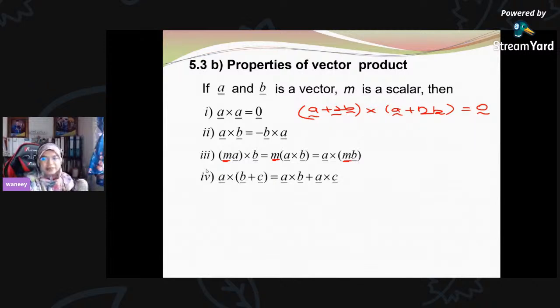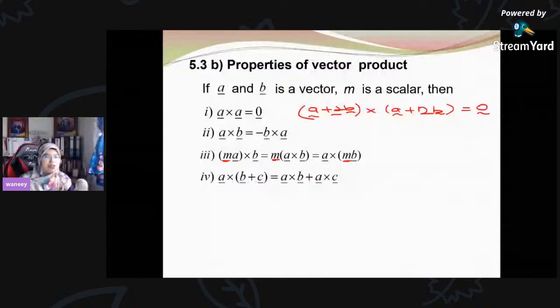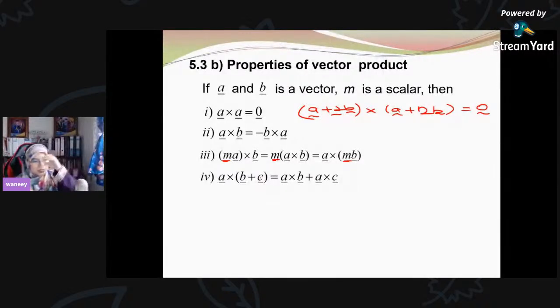Okay, next. Let's say we have A cross with B plus C. When you want to try to expand them, you should be very careful. When you expand them, you should always write down A on the left hand side. So be extra careful because A cross B is not equal to B cross A. So it's supposed to be A cross B and then plus A cross C, so we can actually expand them like that.